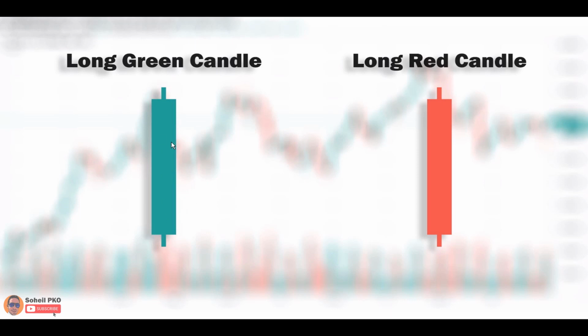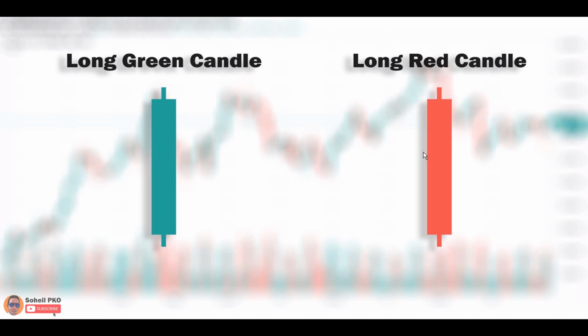Long green candles usually represent the bull market and they show signs of more advancing, but it depends on where it's located. If it appears following a downtrend or near support levels, it may be a sign of reversal. And if it forms following an uptrend, it can be a sign of more buying pressure, or it may represent overbought and possible reversal.